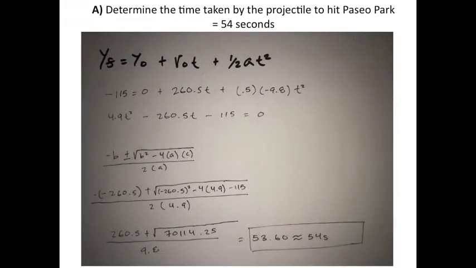To determine time, we use number 2 kinematics equation and plugged in the known variables. Negative 115 equals 0 plus 260.5 times t plus 0.5 times negative 9.8 times t squared, which led me to use the quadratic equation to finish off our calculations, which we ended up with 54 seconds.